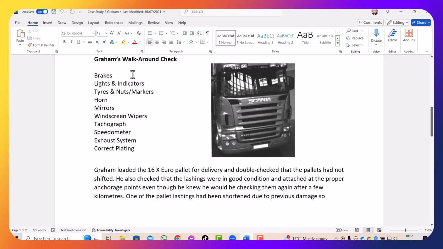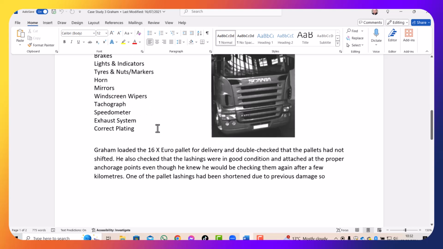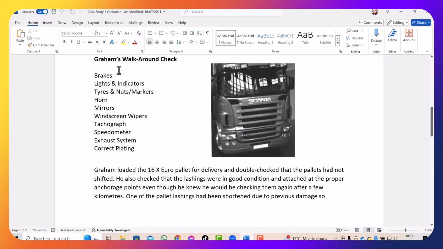This is what he done, is walk around. That's nowhere near enough, is it? But if you were asked a question, you could go back and go down the list. Did Graham check his brakes? You go, oh yeah, he did. Or exhaust. Who checks the exhaust system?